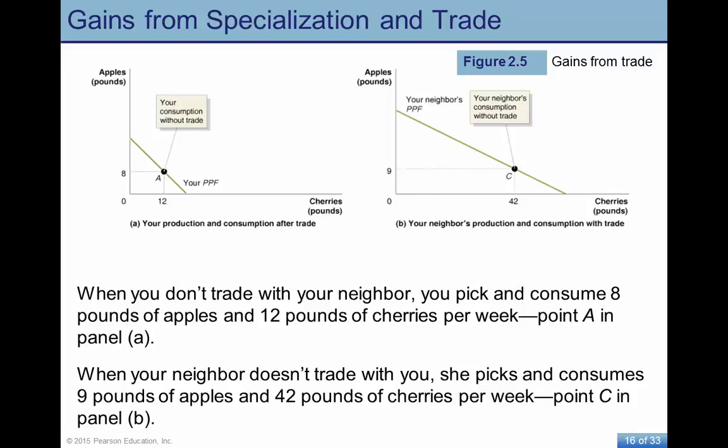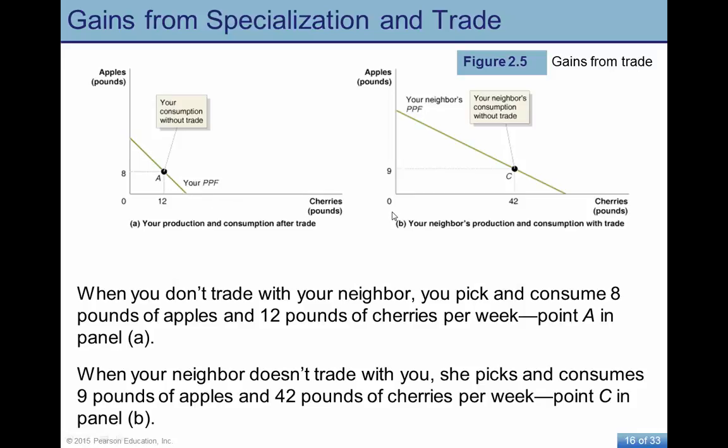You can see here, without trade, you can pick 8 pounds of apples and 12 pounds of cherries, and you consume 8 pounds of apples and 12 pounds of cherries without trade. You choose the combination on your PPF. This is your PPF.